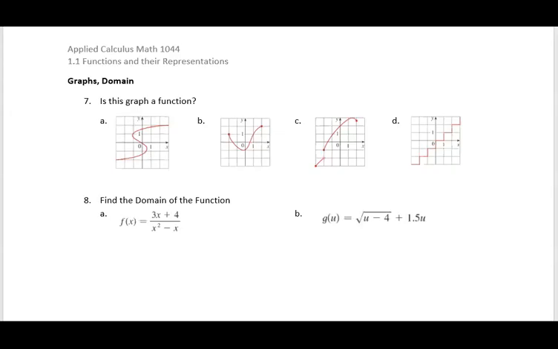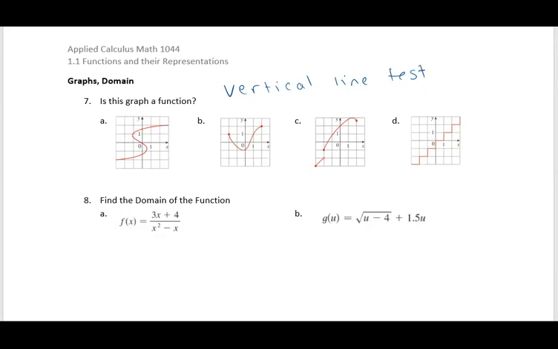In this video, we're going to look at how to tell if a graph is a function and how to find the domain. So in order to tell if a graph is a function, we want to use what's called the vertical line test. The vertical line test is just one way to see if a graph is a function.